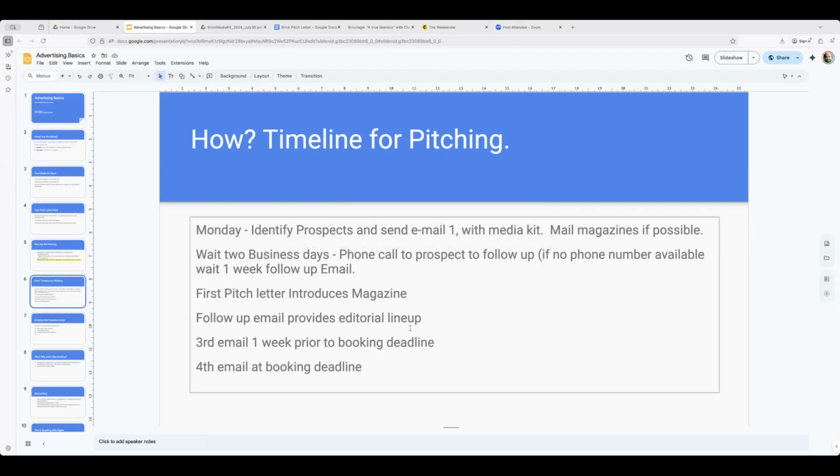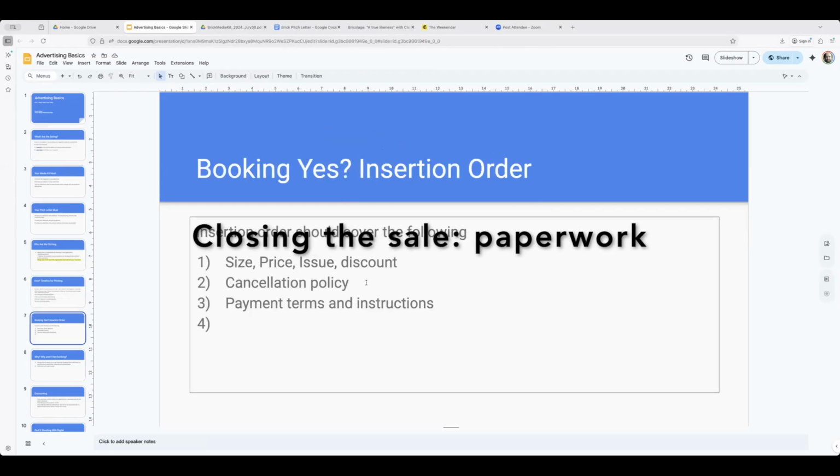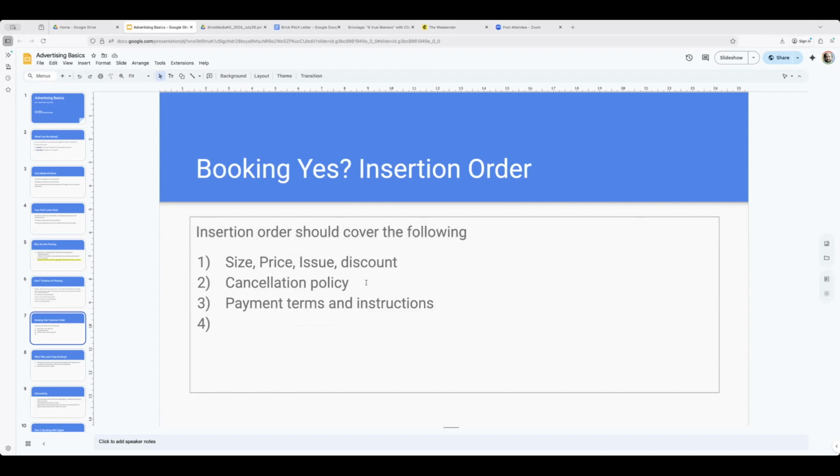So in the next two slides, I've kind of mapped out two scenarios. One where somebody wants to book, and we'll talk about what you need in an insertion order. And then one where they don't book, and what can you do then? So booking, yes. Insertion order. You want to cover these three things in an insertion order.